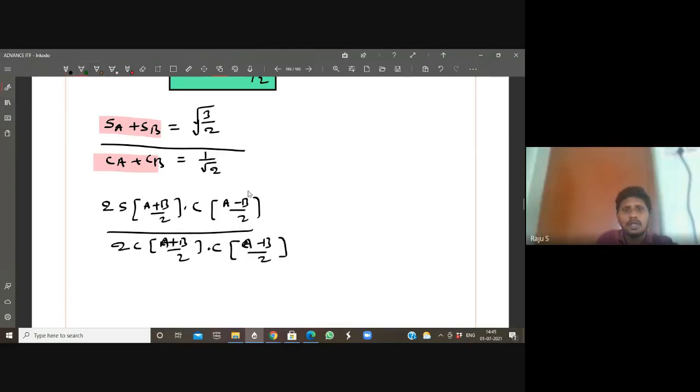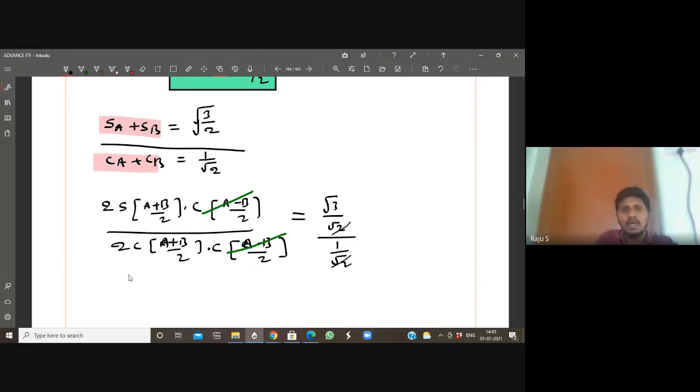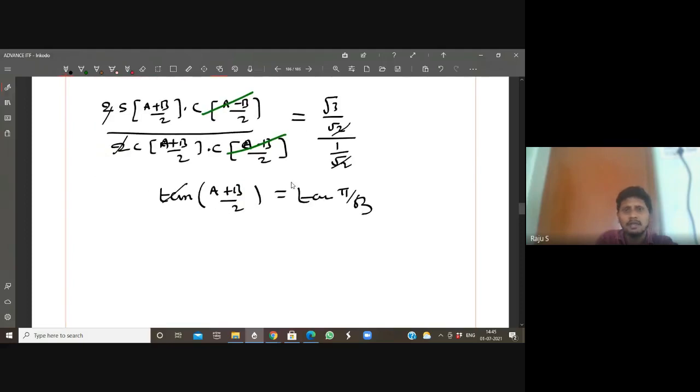Now, shall I cancel these two? Yes, sir. The right side is root 3 by 1. So tan of A plus B by 2, the 2 gets cancelled. Tan of A plus B by 2 is equal to root 3, and root 3 can be written as tan 60, that is tan of pi by 3. Now when I cancel the tan on both sides, A plus B is finally equal to 2 pi by 3.